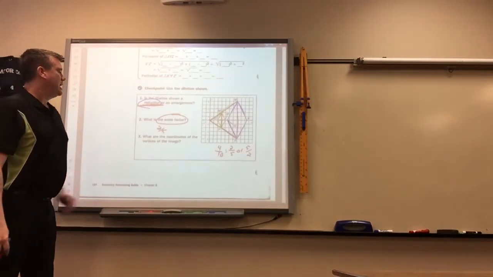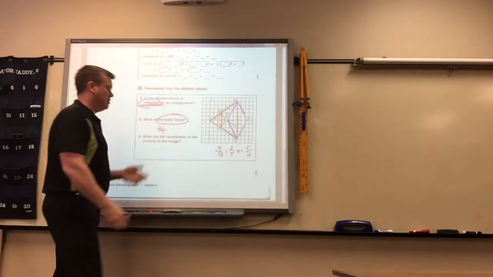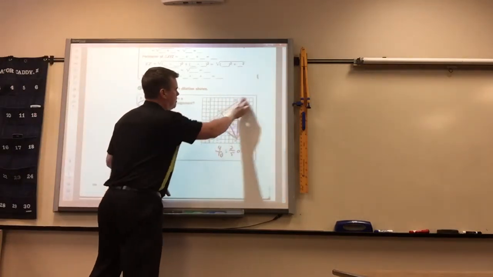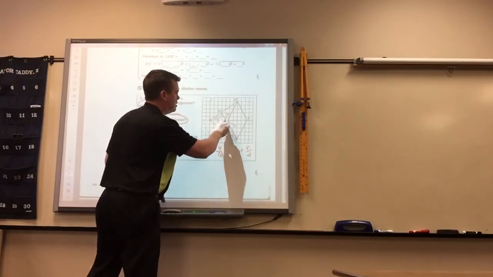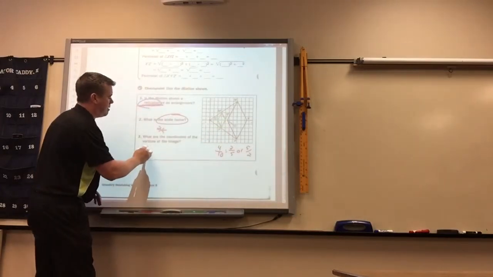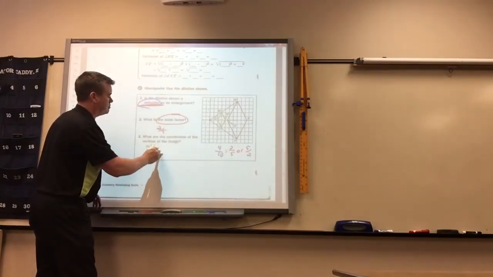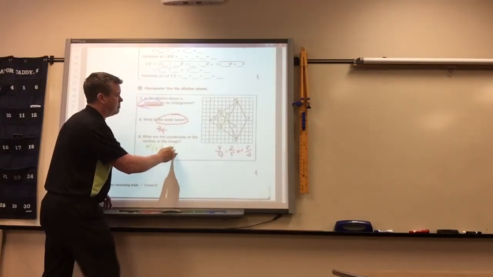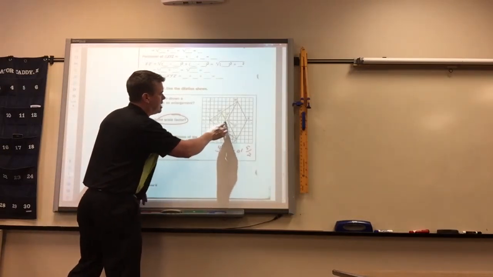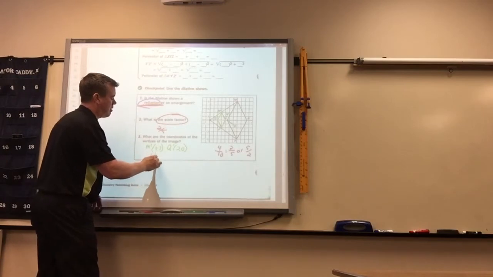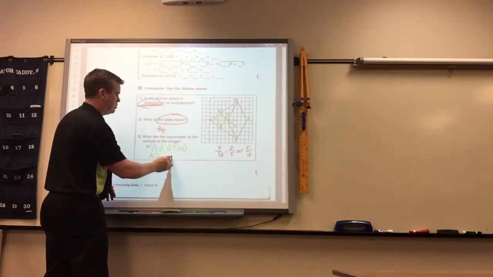Okay? The coordinates of the image, we're not going to worry too much about that because we've already done so much of it. But the image is this one. So M prime is 3 over 2 up. Q prime is 2 over 0 up. N prime is 4, 0. And P prime is 3, negative 2.